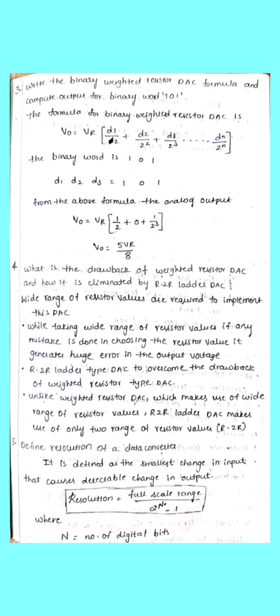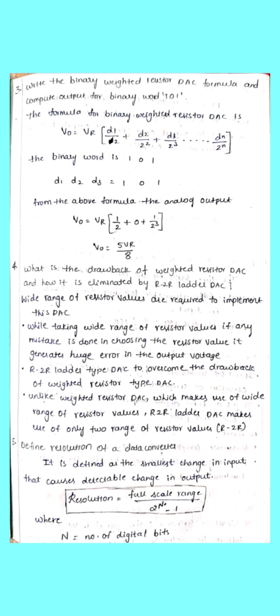Question number 5. Define resolution of a data converter. It is defined as the smallest change in input that causes a detectable change in the output. That is resolution equal to full scale range by 2 power n minus 1. So what is n? Number of digital bits.